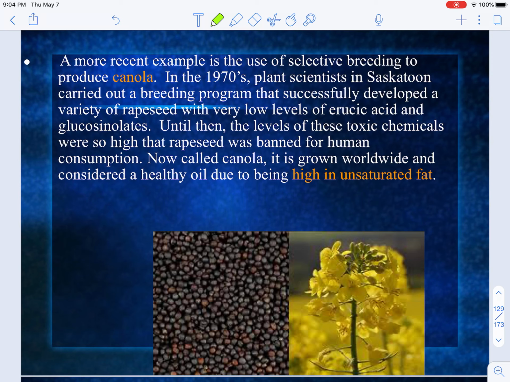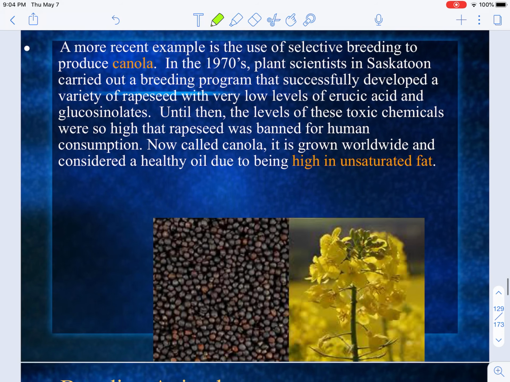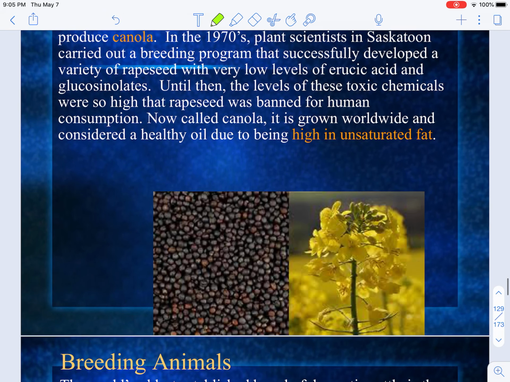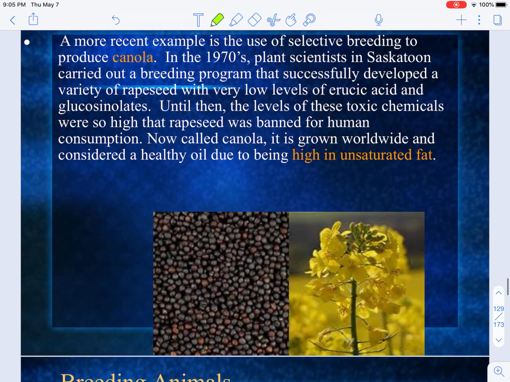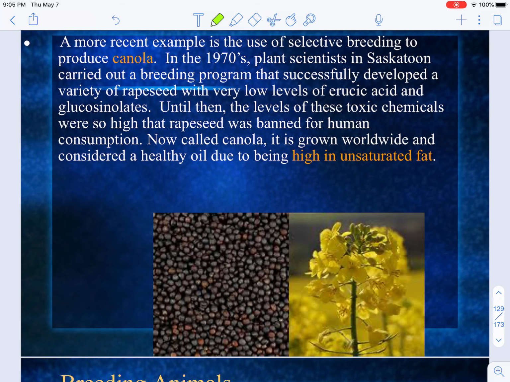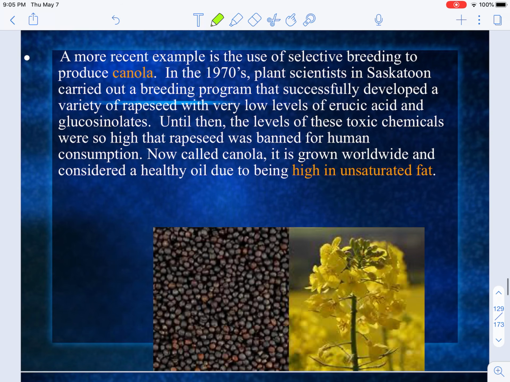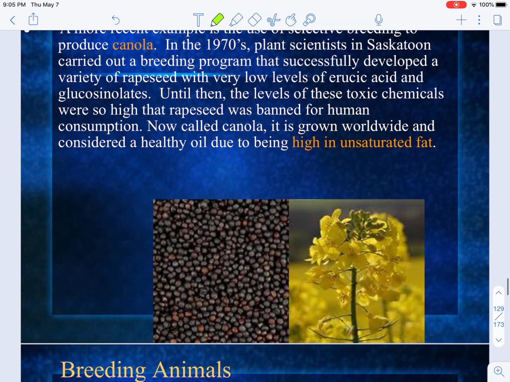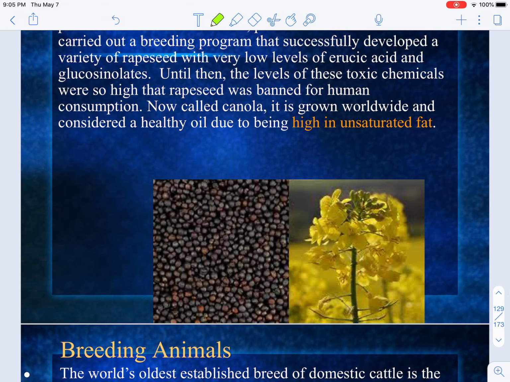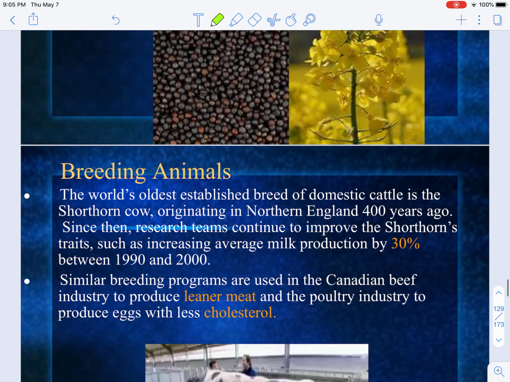With canola, we also look at this because it is a Canadian story. In Saskatoon, scientists found a way to breed the canola plants to get rid of the toxic components of it. And so when they were able to do that, we have canola oil, which is high in unsaturated fat, so one of the healthier oils.